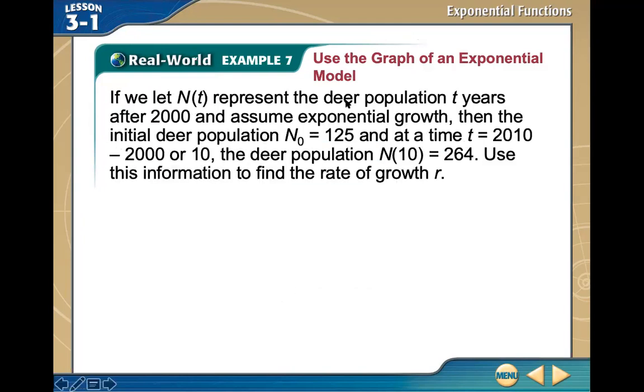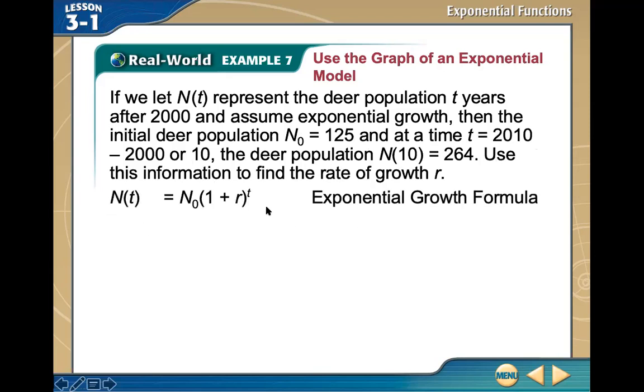If we let N(t) represent the deer population t years after 2000, assume the exponential growth, then the initial deer population N0 is 125, and the time 2010 minus 2000 is equal to 10. So after 2000, how many years are passing? 10 years are passing. The deer population will be N(t) is 264. Use this information to find the rate of growth. If you write the formula, this is our formula if you remember, N0 times 1 plus r to the power of t. So with respect to t, this is growing. The number of deer are growing, increasing.